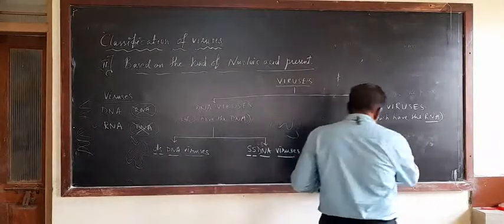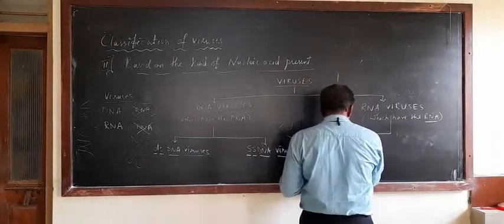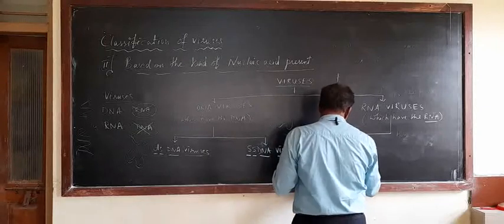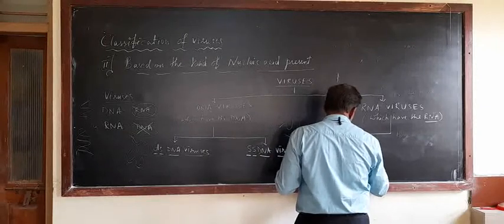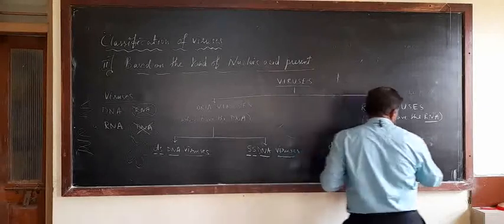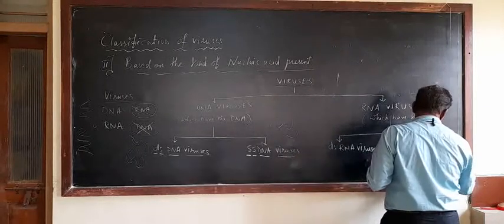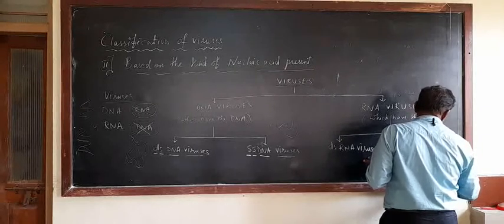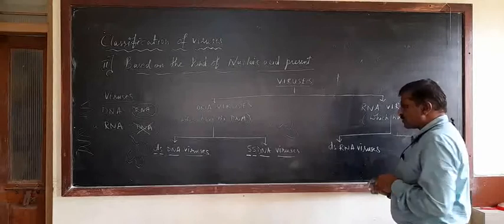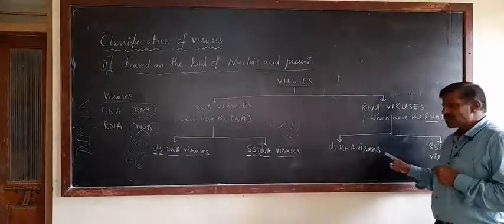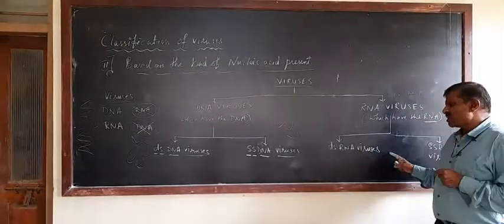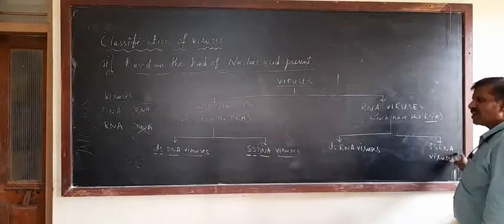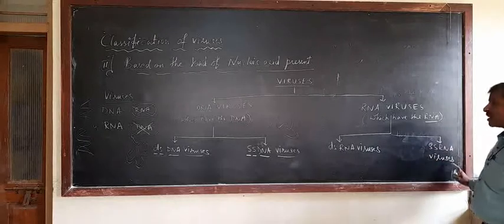Like that, RNA viruses can also be classified into DS RNA viruses and SS RNA viruses. Very simple classification. Just look here. DS RNA viruses means double-stranded RNA viruses. SS RNA viruses means single-stranded RNA viruses.